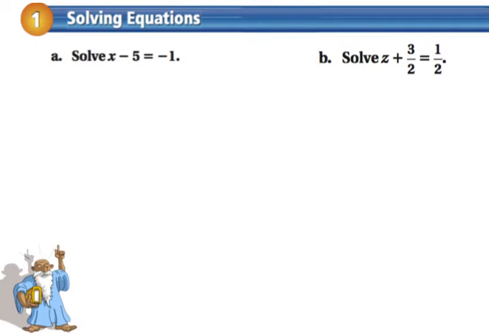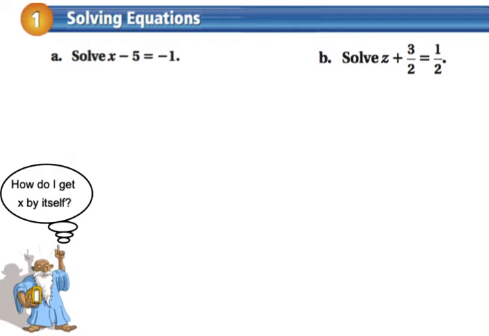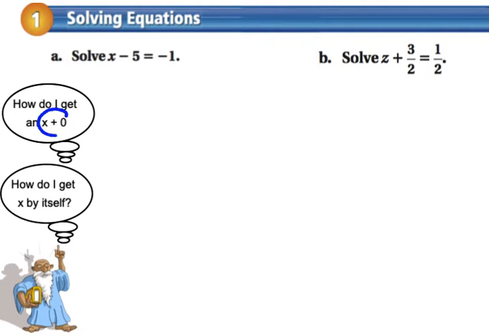Okay, let's look at a couple more examples. We're going to solve x minus 5 equals negative 1. First, you need to think of, how do I get x by itself? Well, the way we're going to do that is by creating zeros. So the x minus 5, we need to change it so that it is x plus 0. So we need to change this negative 5 into 0. We need to completely get rid of it.